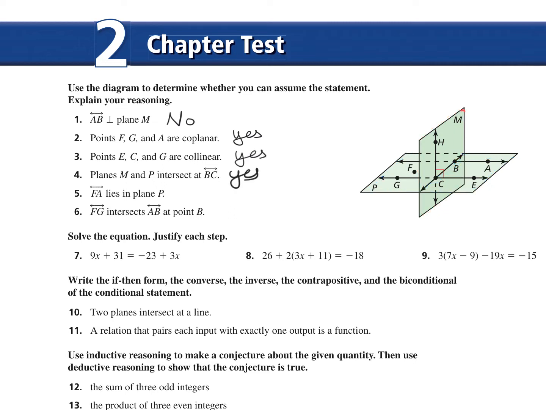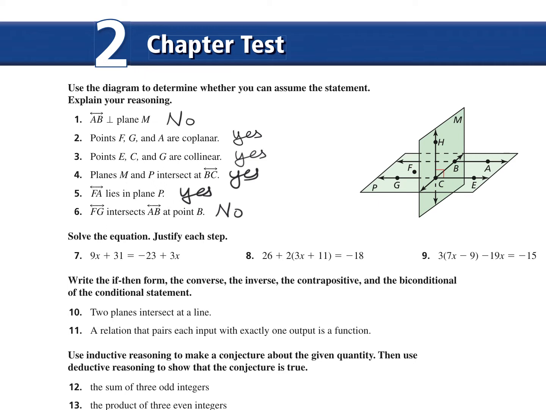Then number 5, it states that FA lies in plane P. Well, here's plane P. Let me do a different color here. And then here is FA. And this one, yes, it is true. Then the last one, number 6, FG intersects AB at point B. Well, FG is here. There's no line connecting it. And even though it may look like it would continue on, because there is no connection, this one would be no.